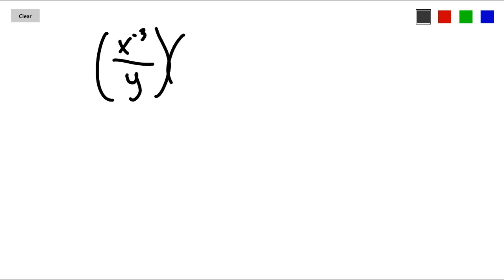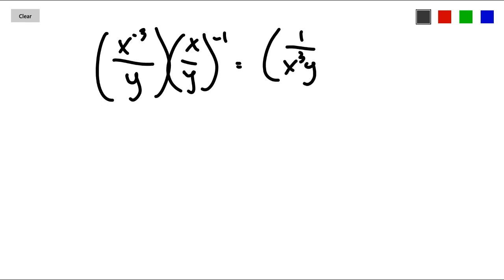Last example here. So let's say I have x to the negative third power over y multiplied by x over y to the negative first power. So what I can do is rewrite the first expression like this. So I have 1 over x cubed times y. And I can rewrite the second expression with positive exponents by just flipping the two numbers in the fraction.